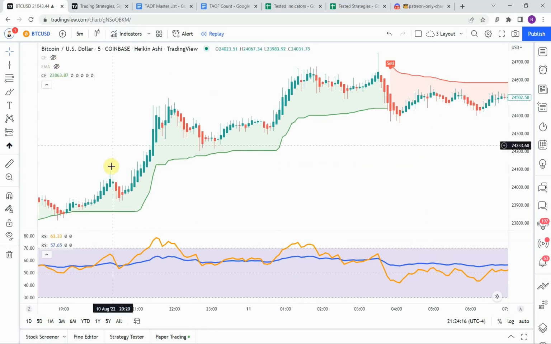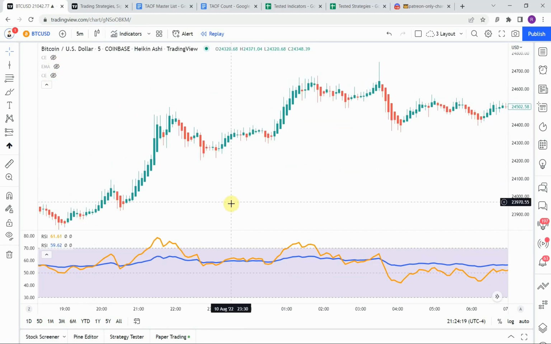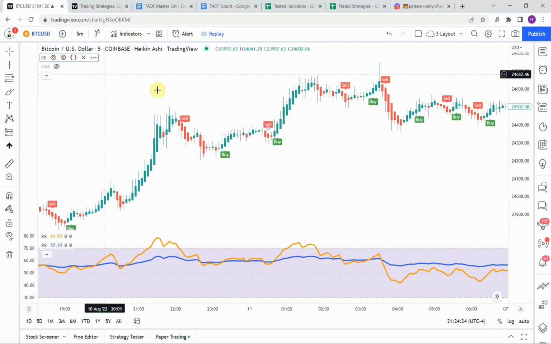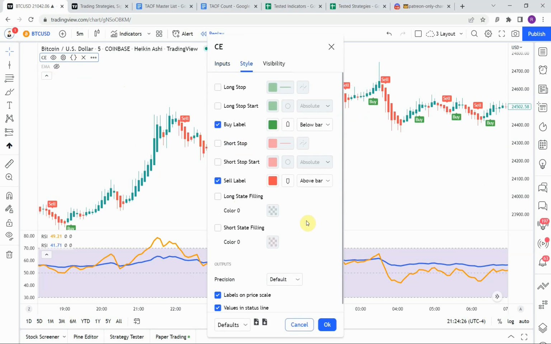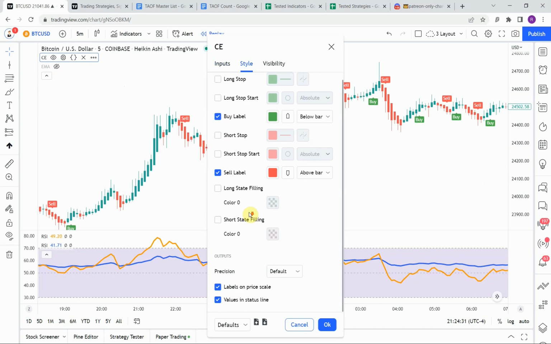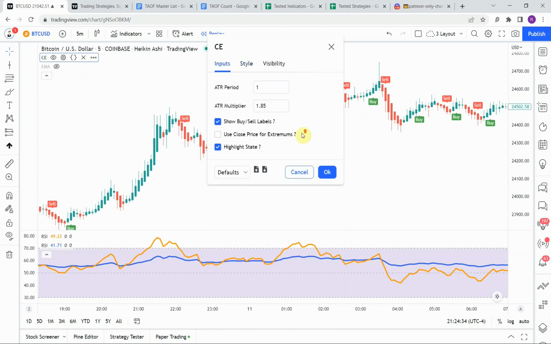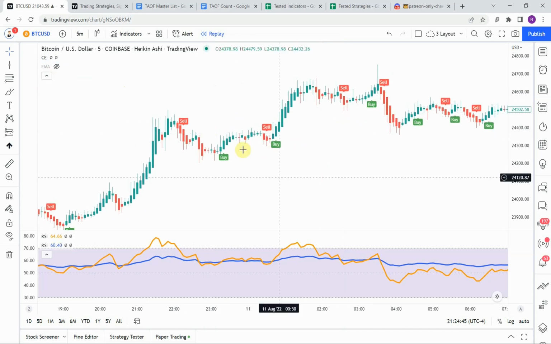What we're going to do is go in and change the settings on that, and they are going to look like this here. This is the style, so we turn off everything but the buy labels, and then in the inputs we change the ATR period to 1, the ATR multiplier to 1.85, and we turn off the use close price for extremums, and then we hit OK. That gives us the sell and buy signals here, the way we have them set up.